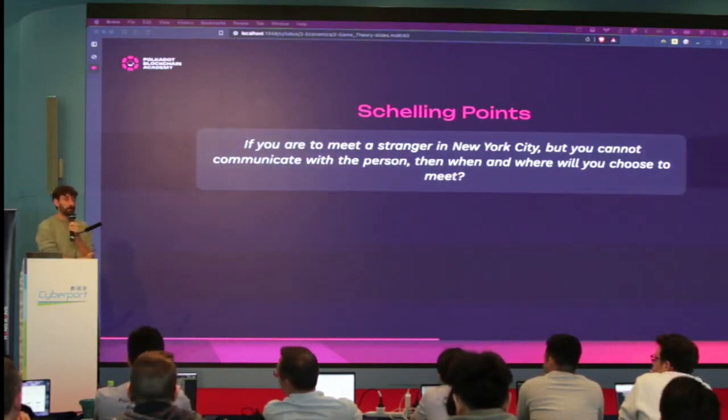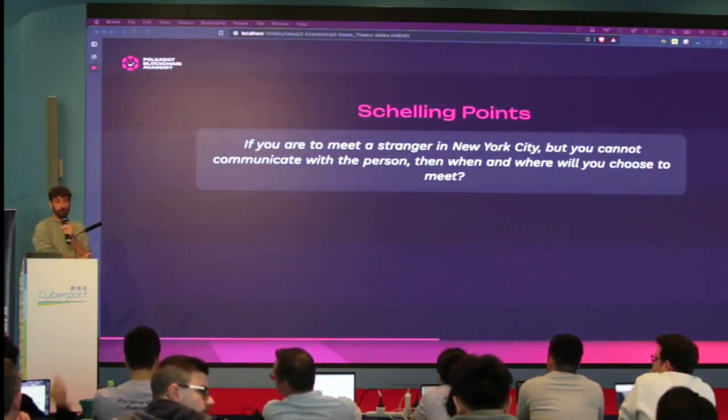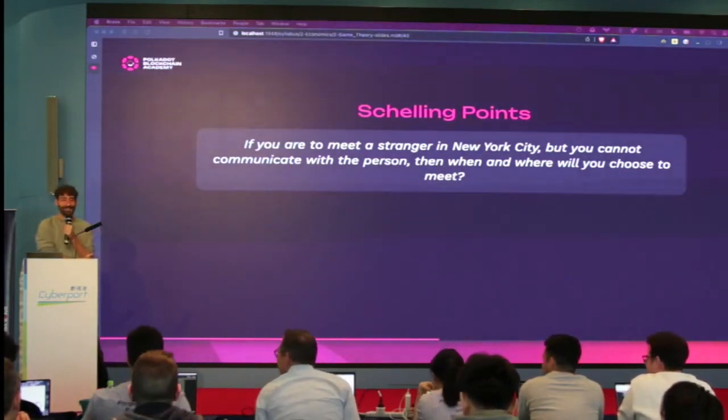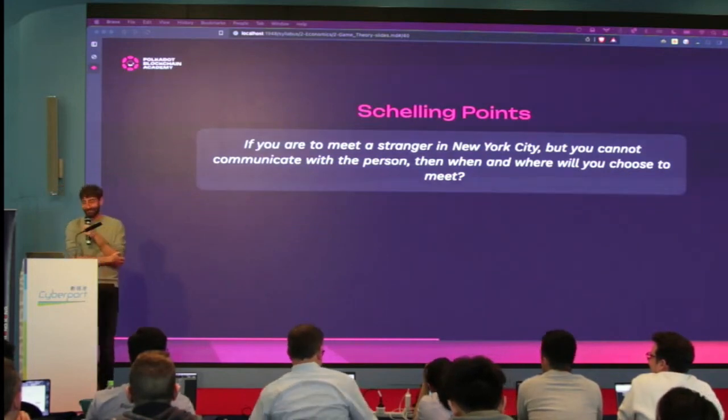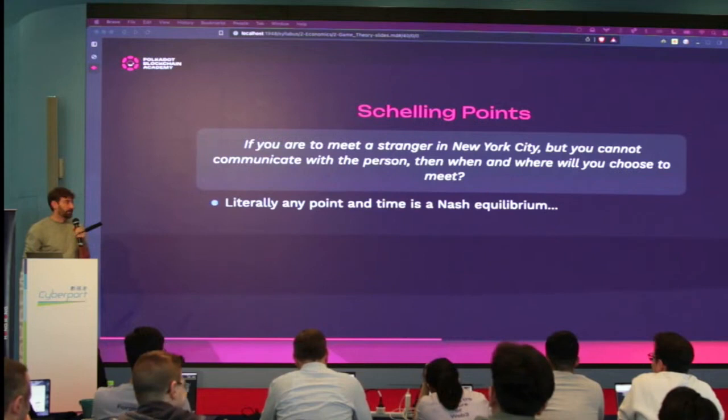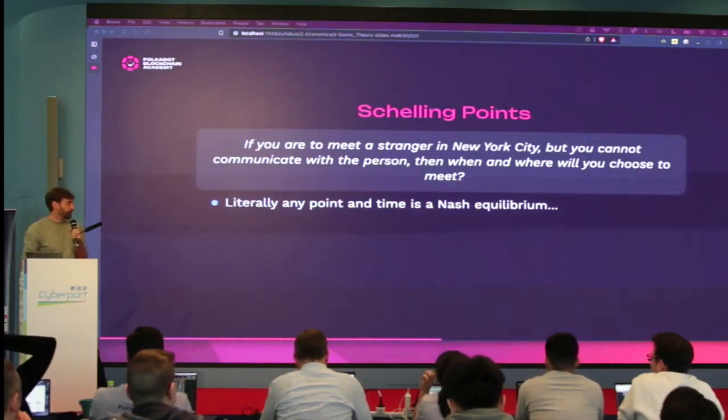12 p.m. Central Park? New Year's Eve, you need to wait 1 year maybe? Okay, like the point is literally any point and time is a Nash equilibrium, right? You just want to show up at the same spot as the other one.